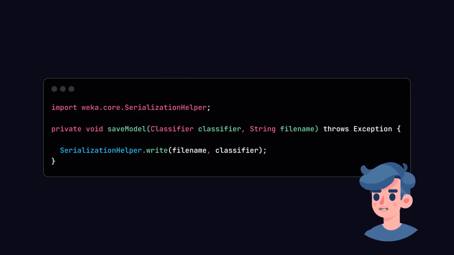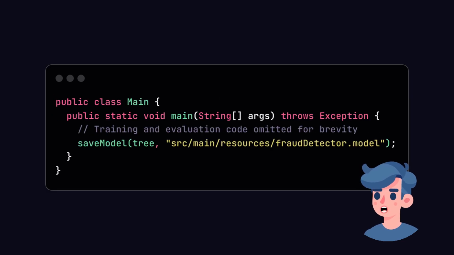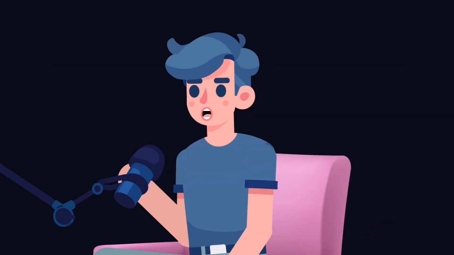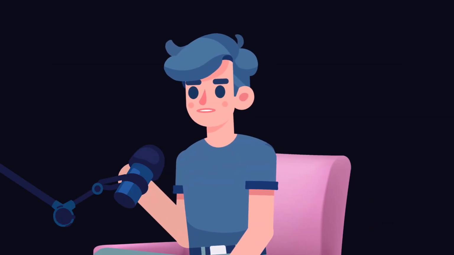In a real-world setting, we would continuously iterate on our model, incorporate new data, and refine our rules based on feedback and observed results. Always remember to save your trained models for later use in production. The save model method uses Weka's serialization helper to write our trained classifier to a file for future use. Proper model management is key to maintaining performance over time. And that's how you save your trained model to be reused without needing to retrain it each time.